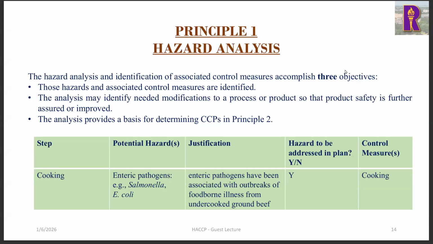When it is a no, then we have to go and check for the next hazard, whether there is any other microbial hazard. If I have not mentioned Salmonella or E. coli in this chapter, and I mention a non-virulent or non-hazardous bacteria in this list, then the hazard to be addressed in the plan will get a no.